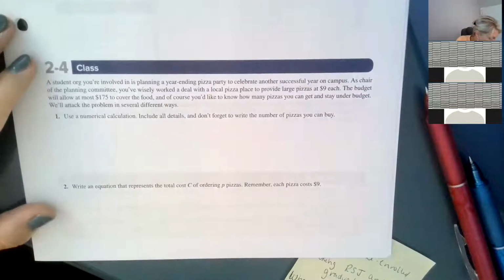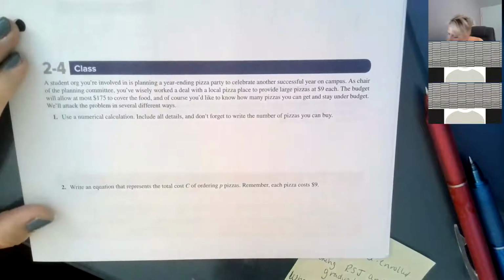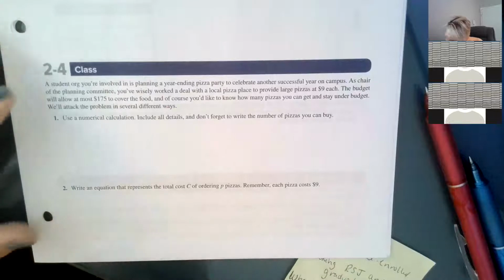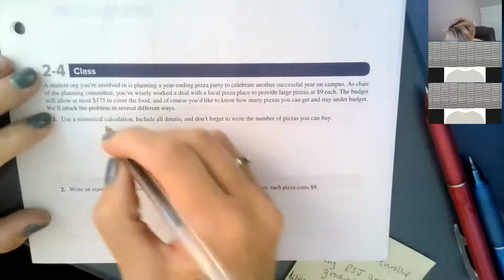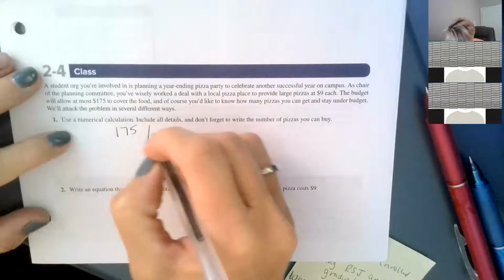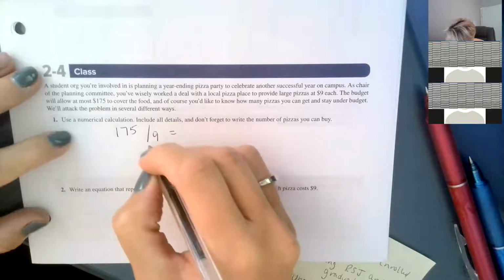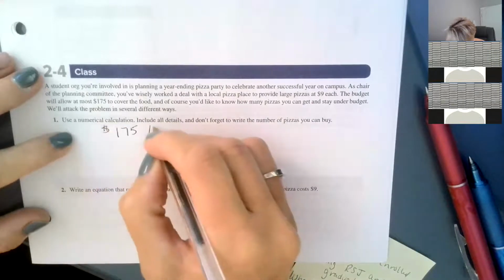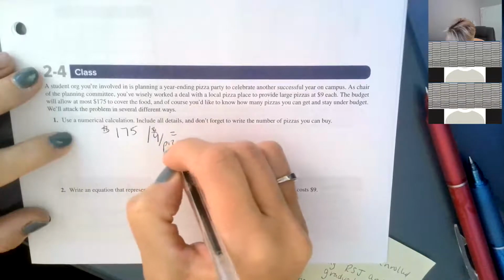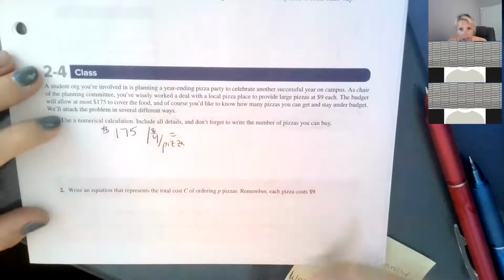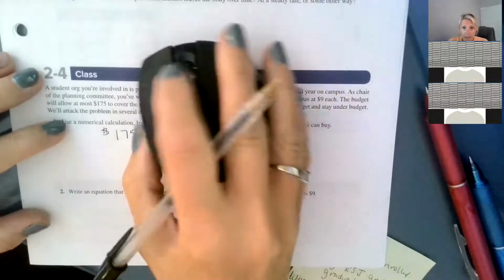You said 19? And where did you get 19 pizzas? I did 175 divided by 9. Okay. And this is $9 per pizza, right? So it's a unit exchange, even though it might not feel like it is.